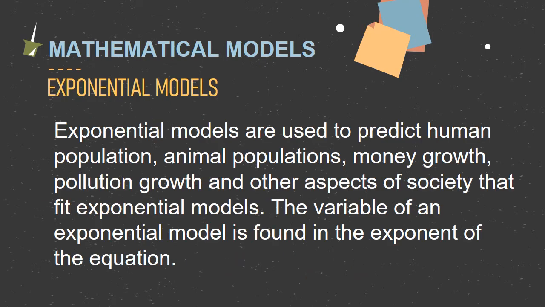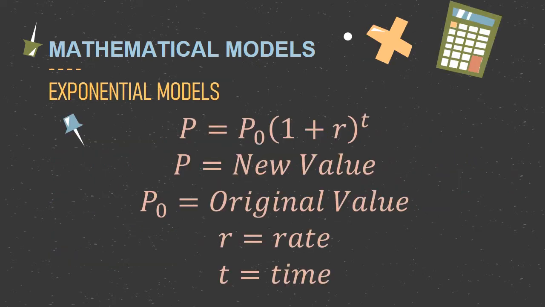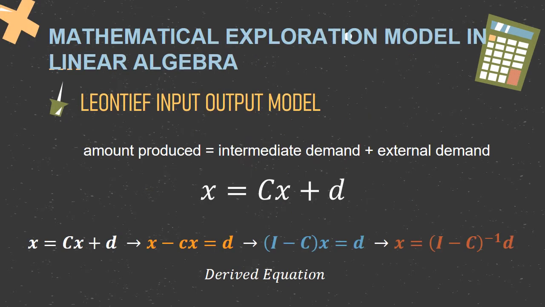Exponential models are used to predict human population, animal populations, money growth, population growth, and other aspects of society that fit exponential models. The variable of an exponential model is found in the exponent of the equation. For exponential models, we have P is equal to P sub o multiplied by the quantity of 1 plus r, raised to t, where P is the new value, P sub o is our original value, r is equal to our rate, and t stands for our time.